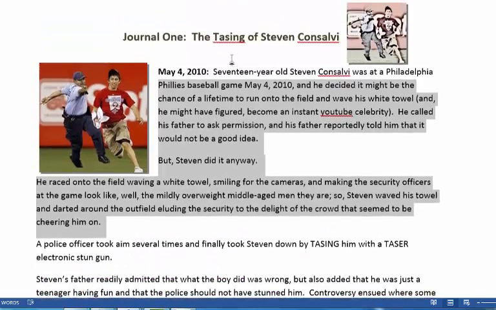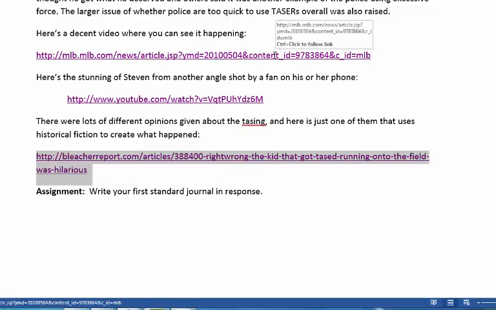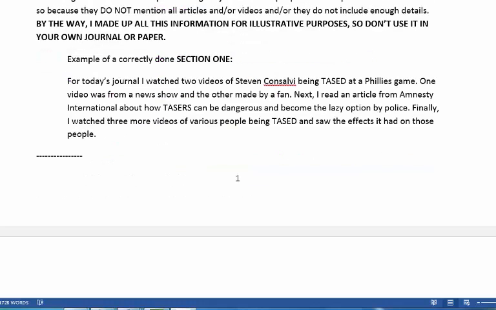With this Consalvi example I showed you at the very beginning, I asked you to take a look at, let's count them together, 1, 2, 3 different videos and articles. So if you were doing a journal for this topic, you should mention in section 1 3 different journals and articles. Let's show you what that looks like.